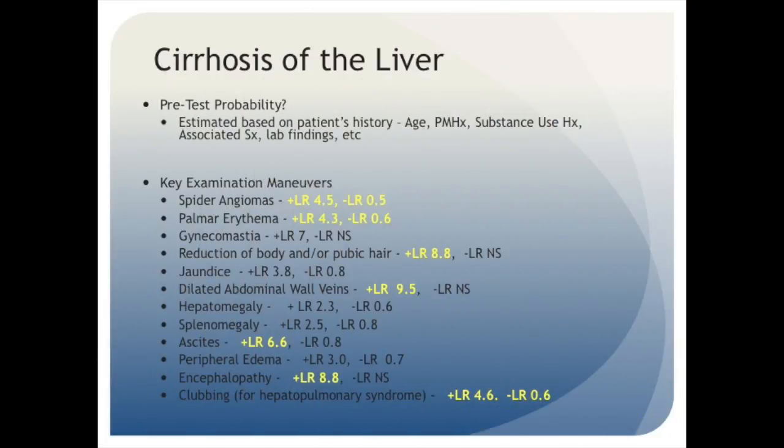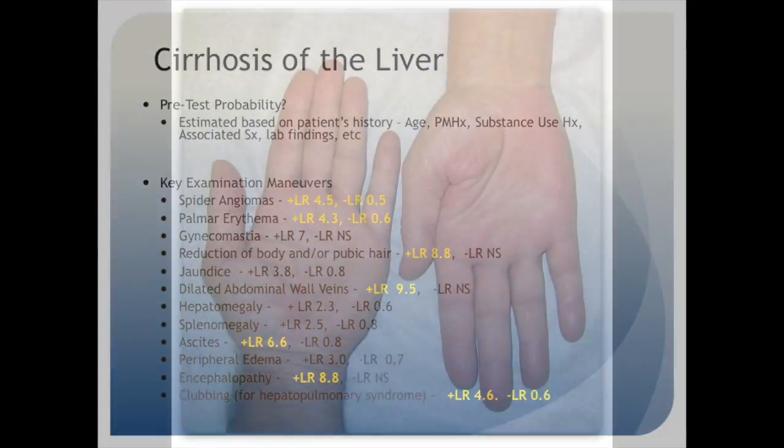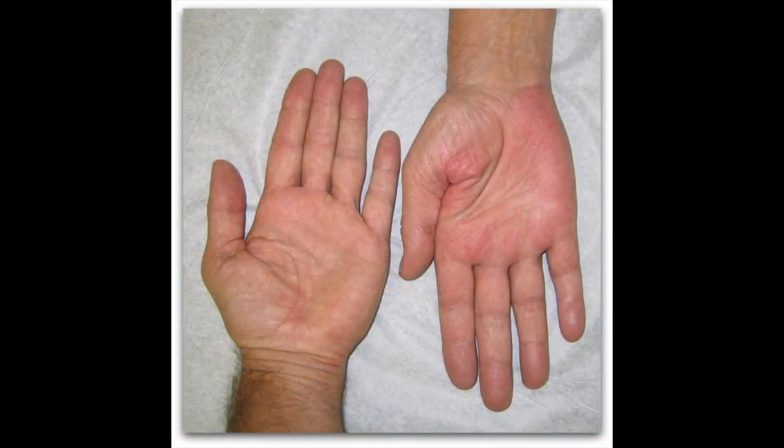Next, let's talk about another physical exam maneuver that's found to be predictive of cirrhosis, palmar erythema, which has a positive likelihood ratio of 4.3 and a negative likelihood ratio of 0.6. It may help to actually compare your own palm to the patient's palm, as this can oftentimes be a subtle physical examination finding.